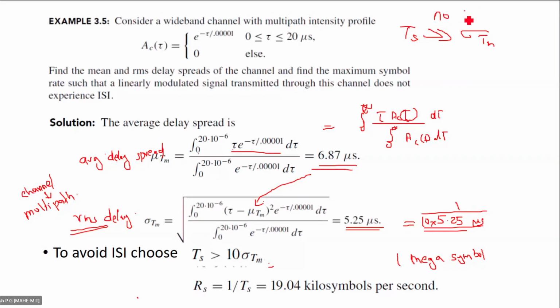That is, we need to have Ts, the symbol time, much greater than the delay spread.